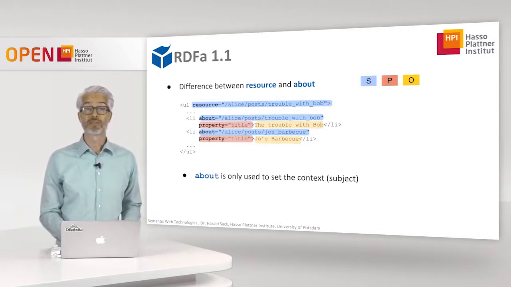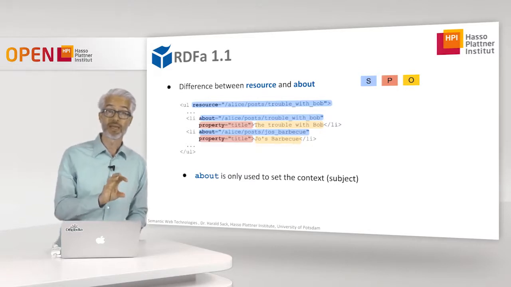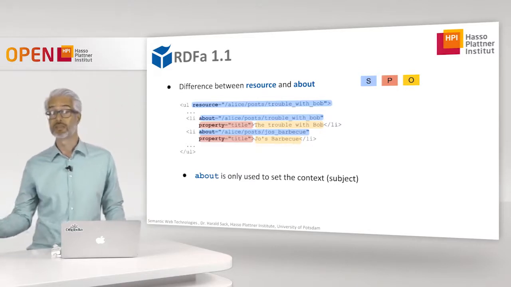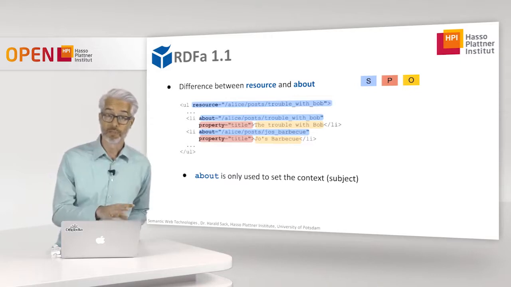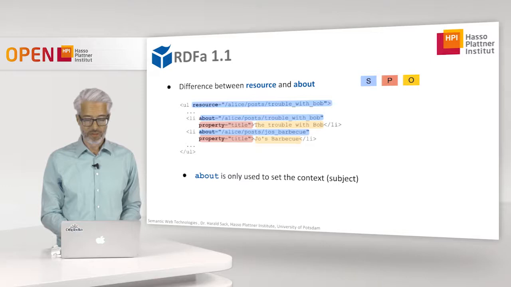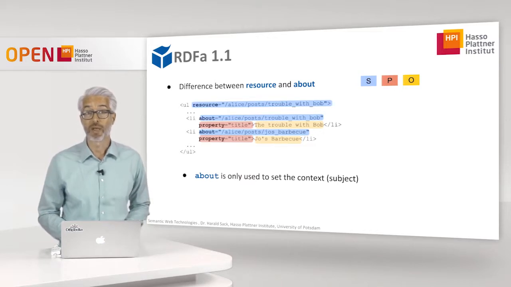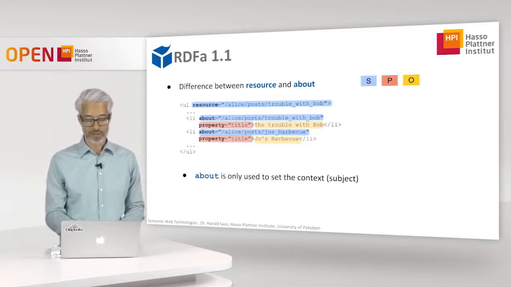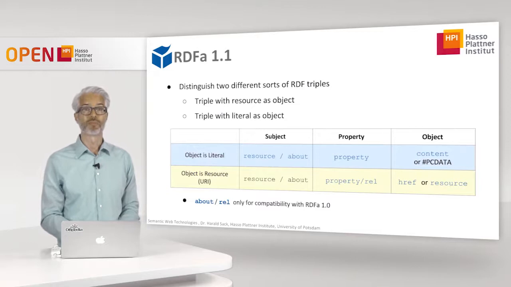And then, as you see here, if you use for the list items instead of resource the keyword or the attribute about, then it's interpreted correctly. And then, of course, the meaning is the same as the first one. And it's not as convoluted as in the first place. So this is the difference between resource and about.